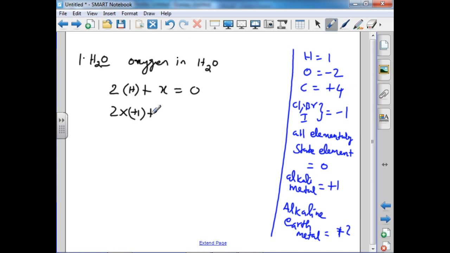So now we are going to calculate oxygen. So 2 plus X equal to 0. X equal to -2. The oxidation number of oxygen in H2O is -2.